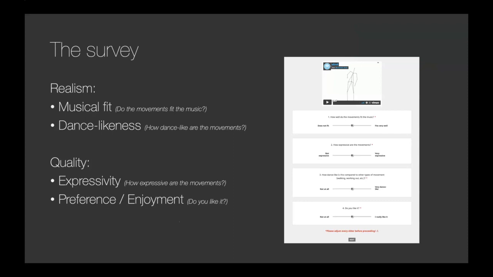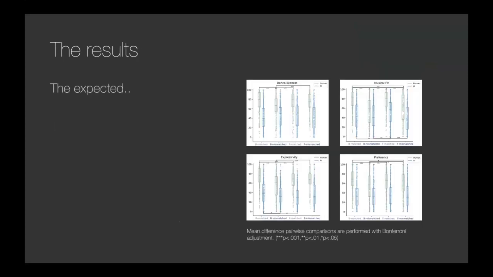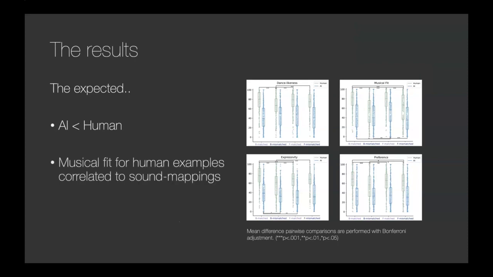However, if this model is doing a good job, we might expect to see the same tendencies across responses to human and AI examples. In our results, we discover some things that we expected. Firstly, the AI-generated movements score lower than their human counterparts. No surprises there. The perceived musical fit of a given human example correlated directly to the sound mappings, with mismatched audio examples scoring lower on musical fit.